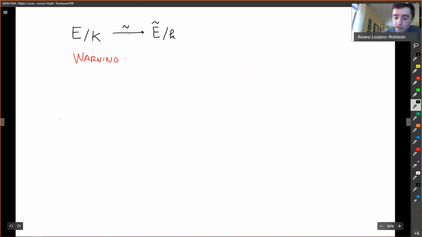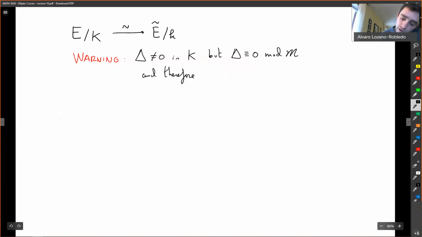So delta is non-zero in K, but delta may be congruent to 0 modulo M, and therefore E twiddle may be singular. Okay, so we have to be careful with that.